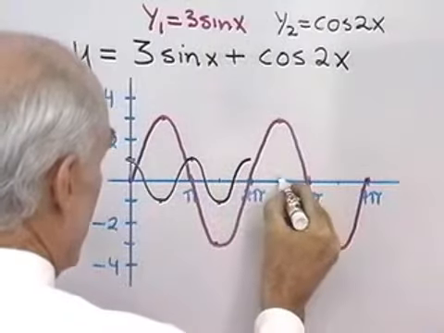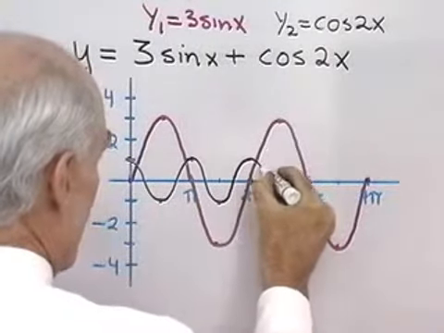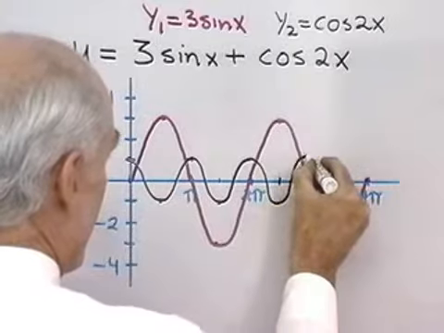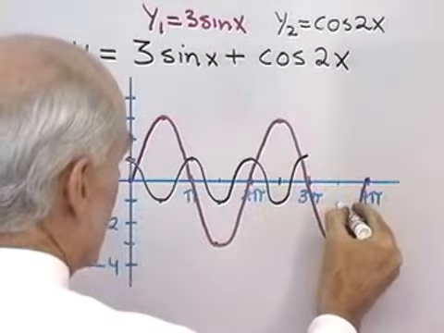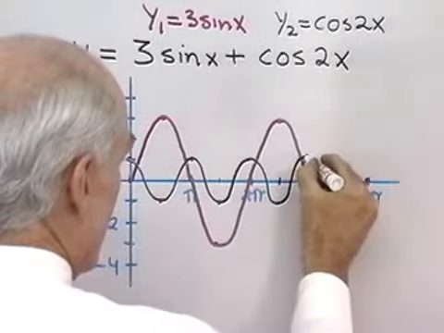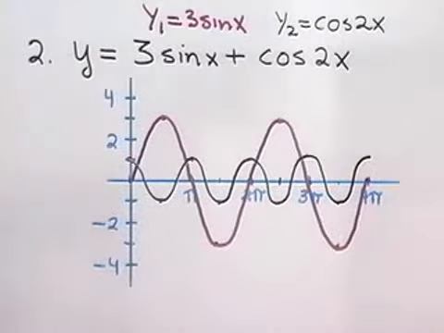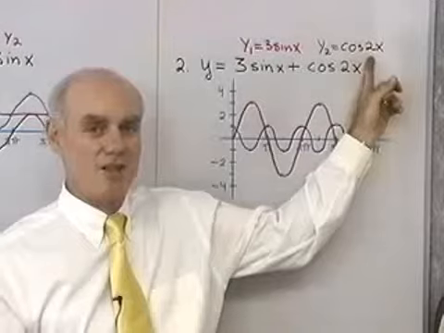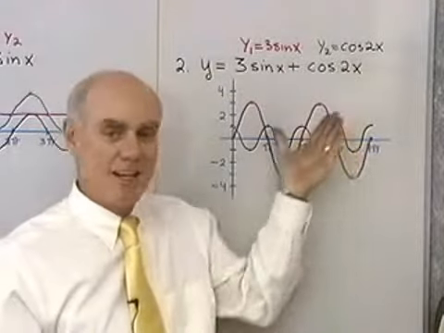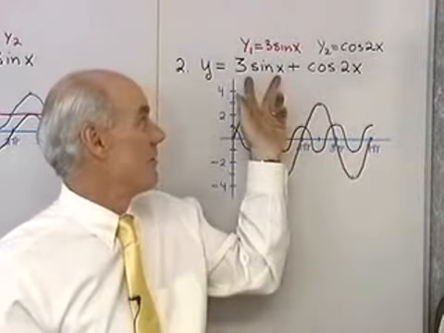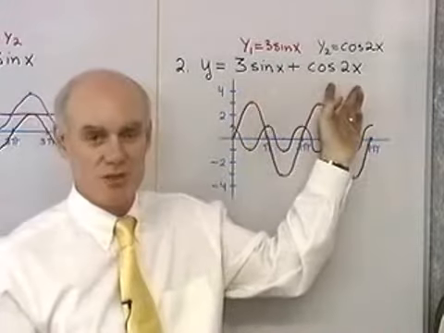It'll look like that. Here's halfway, so like that. And then here's halfway, so. Okay, so there's my graph of y2 equal cosine 2x. Now what I want to do is add these two graphs together to get the graph of y equal 3 sine x plus cosine 2x.